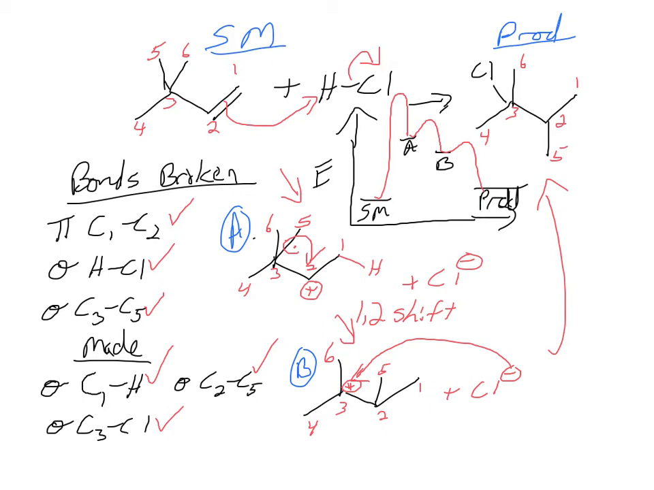Why did you call it a 1-2 shift? It's a good question. It's called a 1-2 shift because it's going from one carbon here to the next, and those carbons are adjacent to each other. That's why it's called a 1-2 shift. That's not that important, but you say it's a shift.